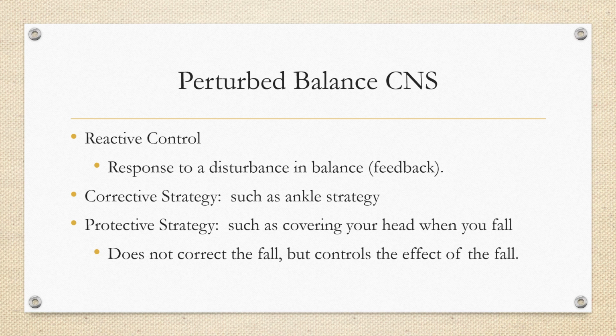Perturbed balance of the central nervous system again. Reactive control, so maybe they're using more of a feedback loop as opposed to the feed-forward loop. So they're responding to something after it happens. And then we can also use that corrective strategy, like we talked about earlier, the ankle strategy, or protective, such as falling to cover your head, or covering your head when you fall. Obviously, it doesn't fix the problem, but it hopefully minimizes your risk of injury.